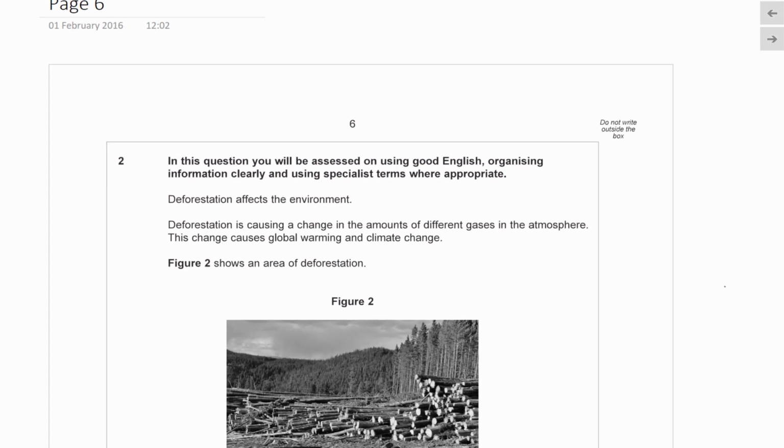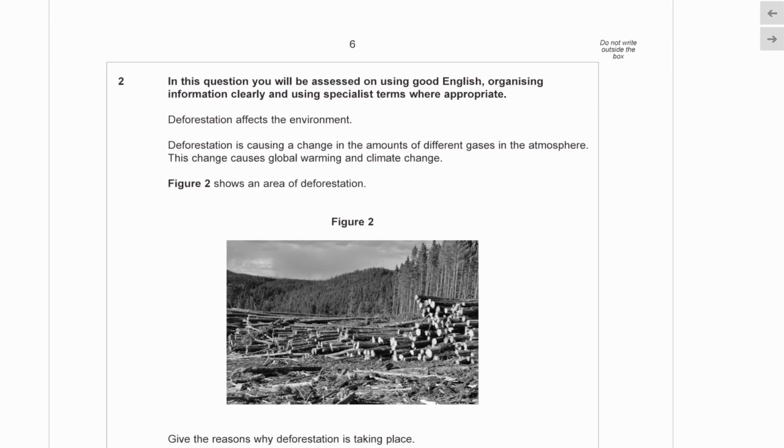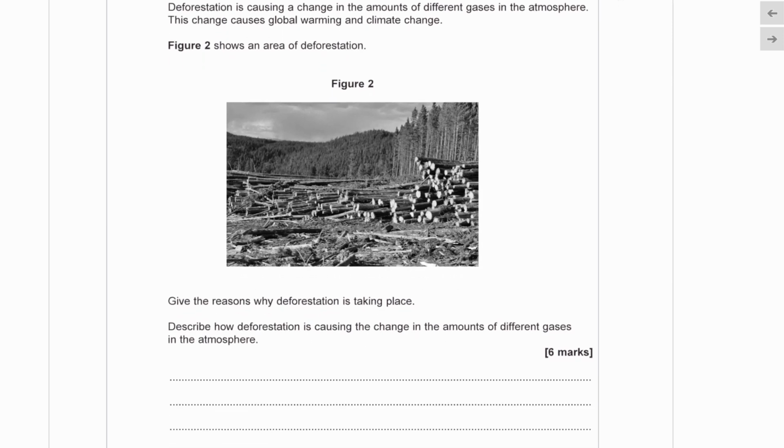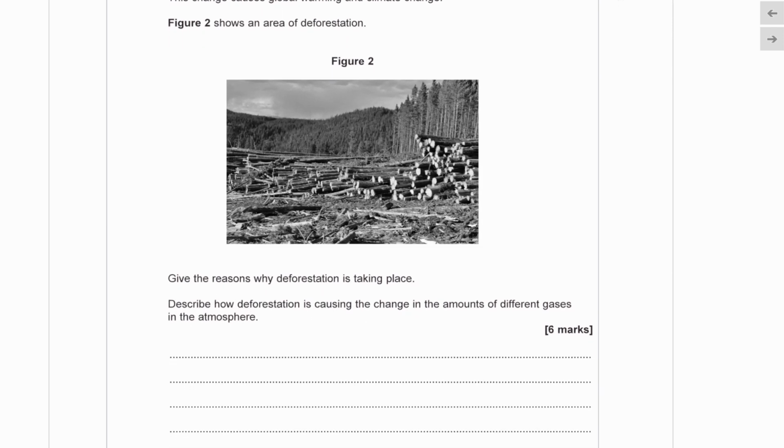All right, so let's have a look at question 2. Now it tells us that we're going to be assessed on our English, so you need to make sure that you are writing in full sentences. I will probably write in bullet points, just so you can get the idea. Okay, so it says deforestation affects the environment. Deforestation is causing a change in the amounts of different gases in the atmosphere. This change causes global warming and climate change.